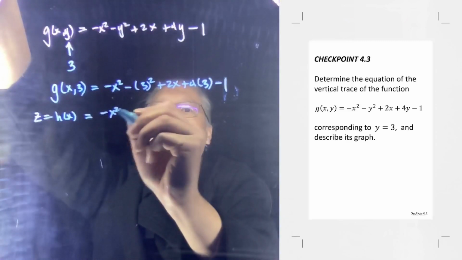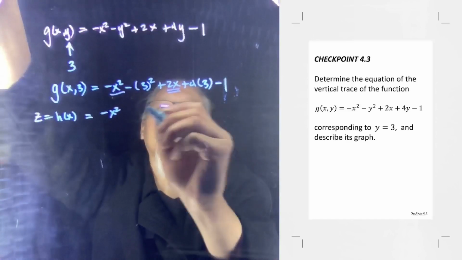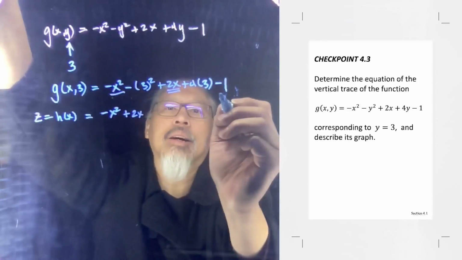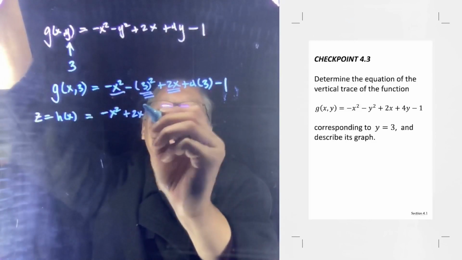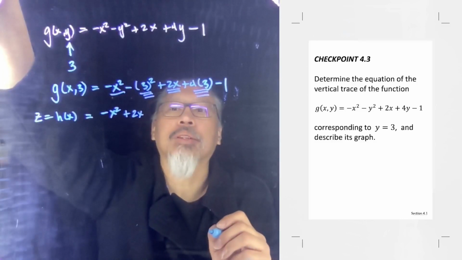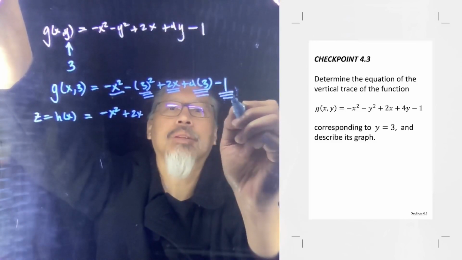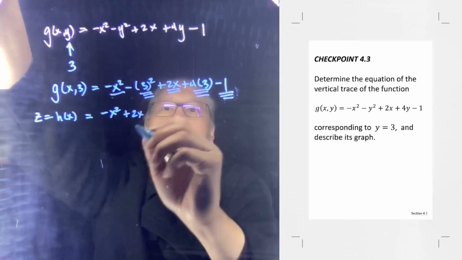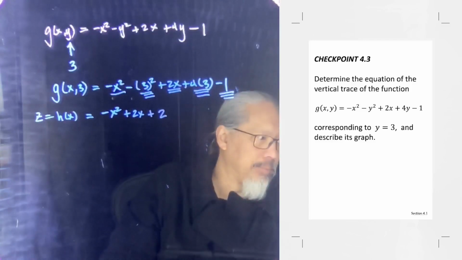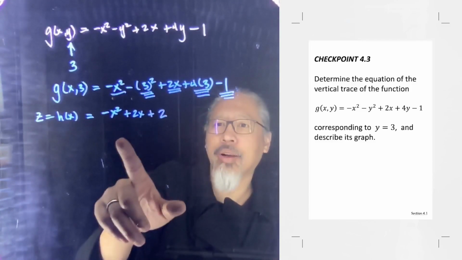That's a negative x squared. And let's get the 2x going over here. And then now let's add the constants. So we have negative 9 plus 12. So that's going to give us a positive 3 minus 1. And that's going to give us a positive 2. All right. This looks like a parabola, an upside down parabola.